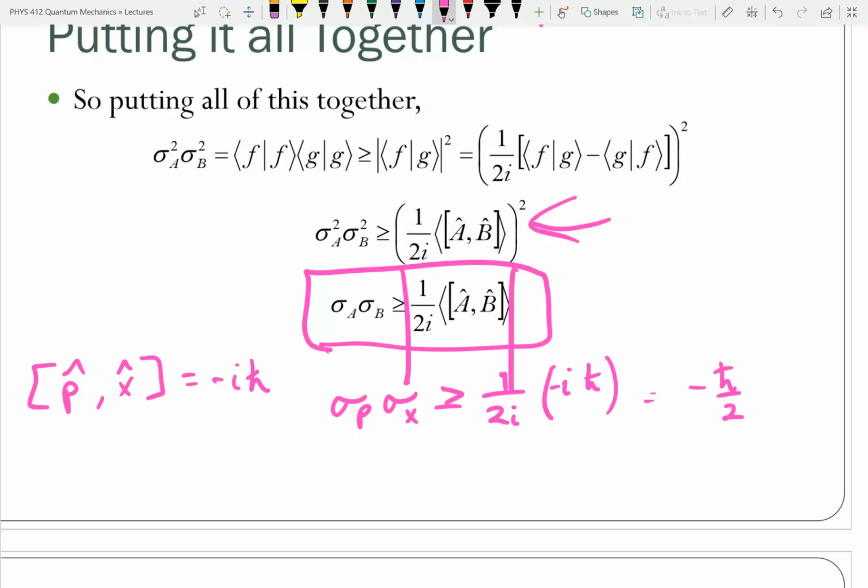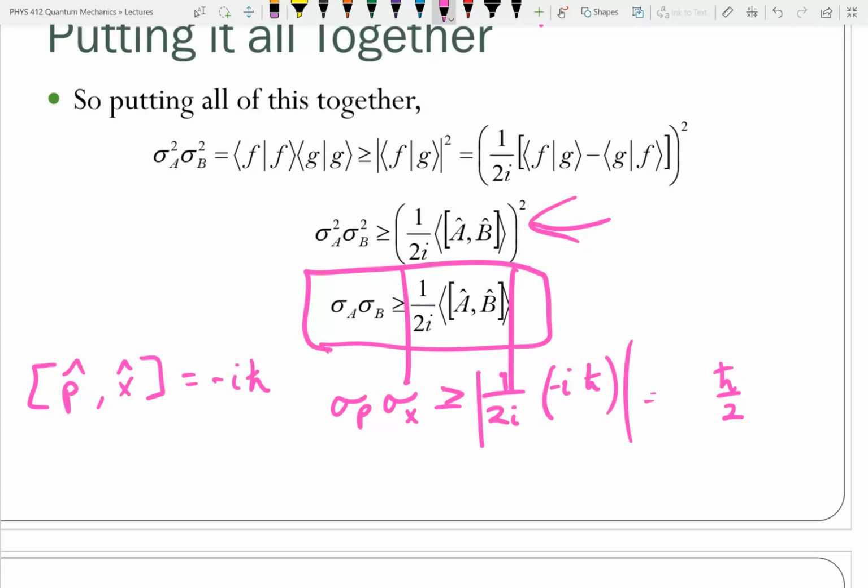Because what's the difference in sigma p, sigma x and sigma x, sigma p? There's no difference. They're both positive values. The order doesn't matter. So it has to have the absolute value sign there. And that makes h bar over 2. So our generalized uncertainty relation certainly agrees with the Heisenberg uncertainty relation. It does not say, ooh, Heisenberg underestimated or Heisenberg overestimated. It said Heisenberg hit it.